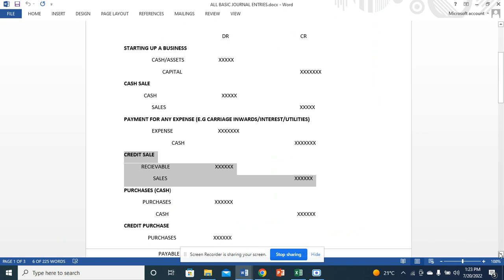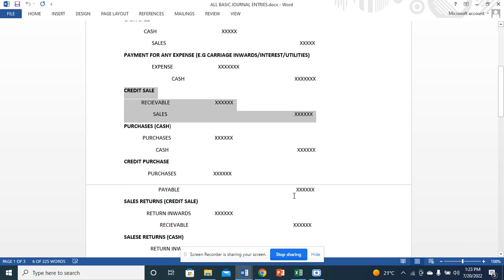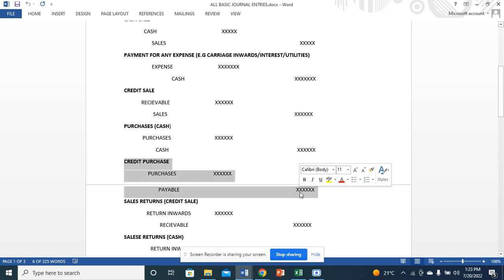All right. Credit purchases, two. When we buy things on credit, that's how we form a payable. Because if you buy with cash, you're not going to have a payable. If someone buys goods with cash, you won't have a receivable.